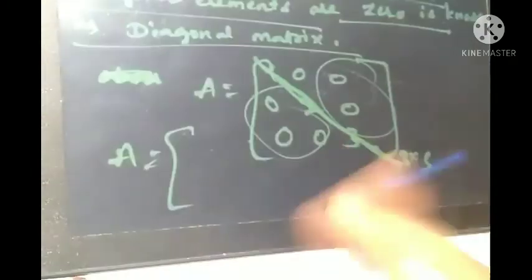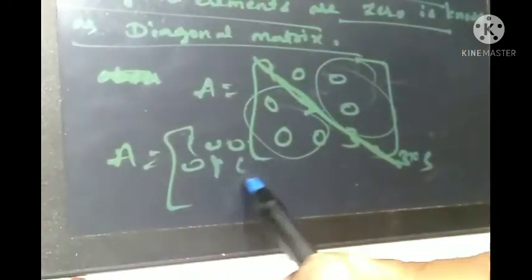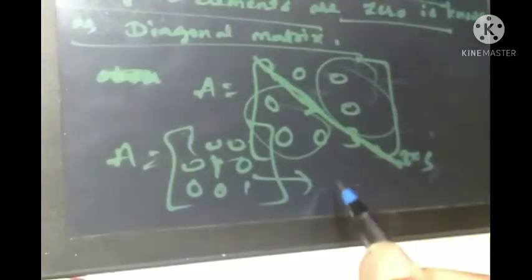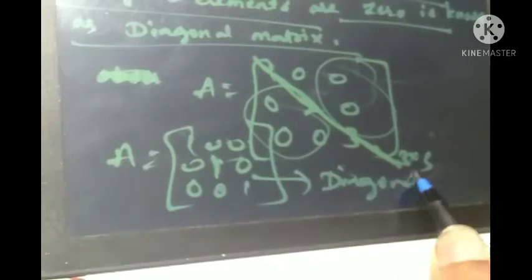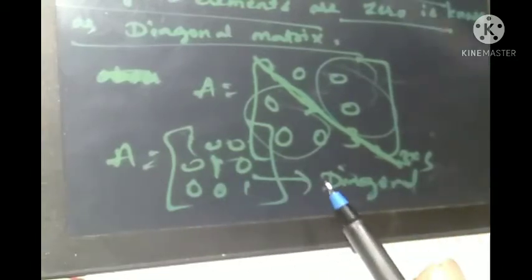Identity matrix is also a square matrix, 1 0 0, 0 1 0, 0 0 1. This identity matrix we also call a diagonal matrix.